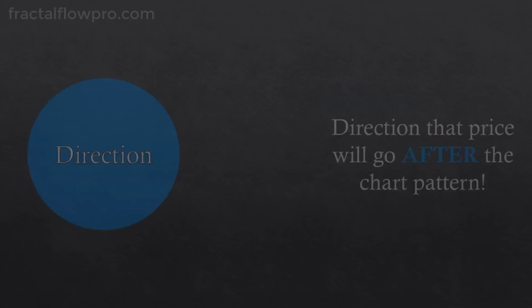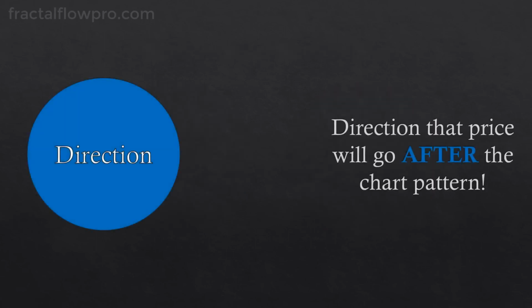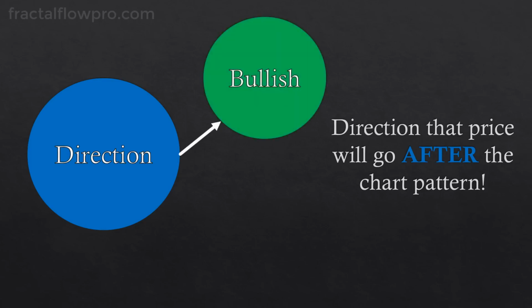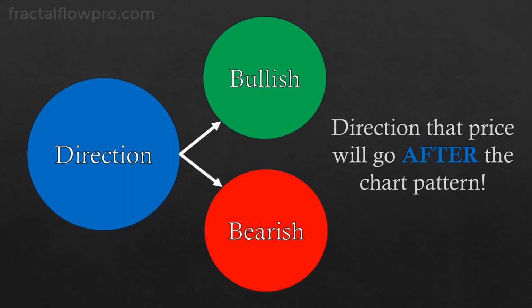Let's begin by studying the first classification, which is the direction of the chart pattern. The direction classification relates to the direction that price is supposed to go after the pattern. Since we are talking about price charts, there are only two directions that price can go, meaning that it can either go up or it can go down after the pattern. When the chart pattern implies that price will go up after the pattern, we classify it as a bullish pattern. When the chart pattern implies that price will go down after the pattern, we classify it as a bearish pattern.